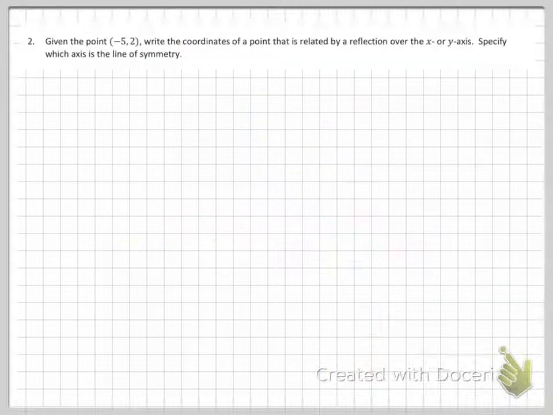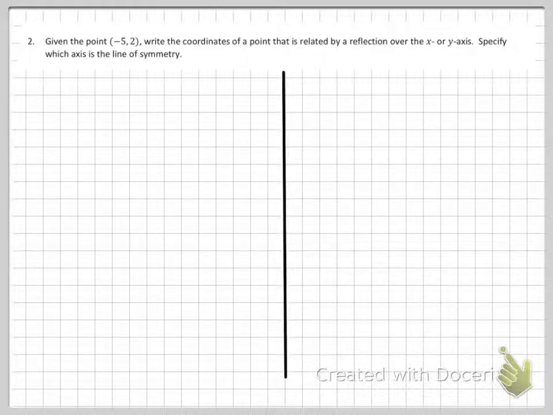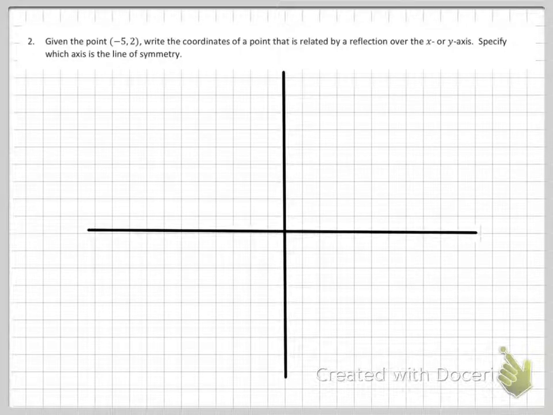Okay, let's try number 2. Given the point (-5, 2), write the coordinates of a point that is related by a reflection over the x and y axis. Okay, so if we start with that point, let me get us a coordinate plane here that we can work with. Negative 5, 2. Where's that going to be? Well, it's going to be left 5 and then up 2. So right there is our point.